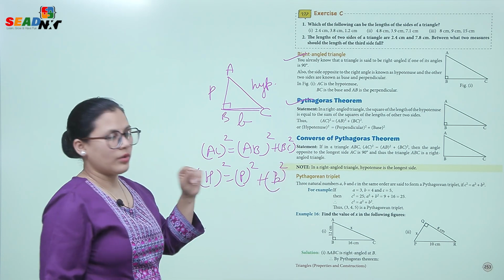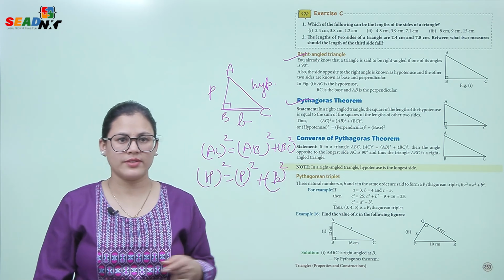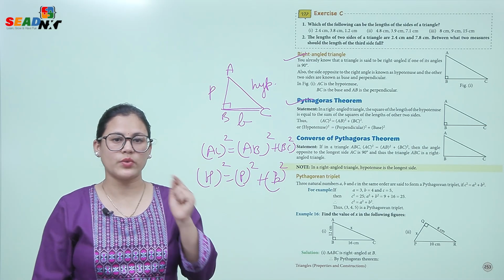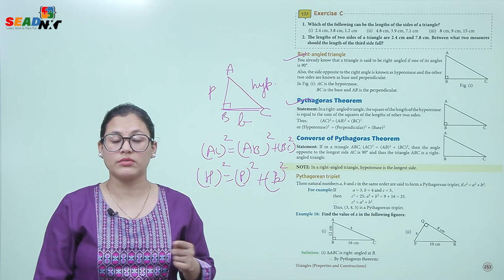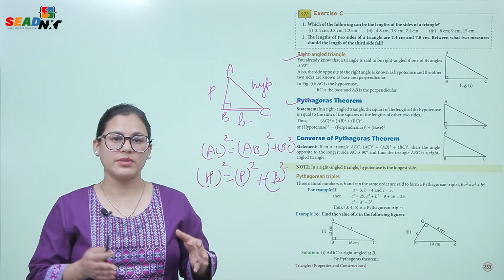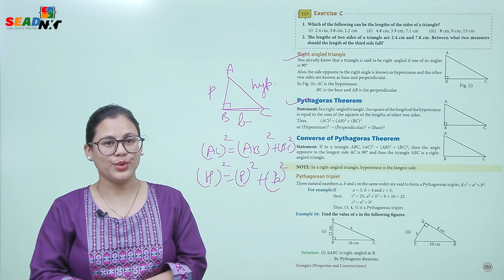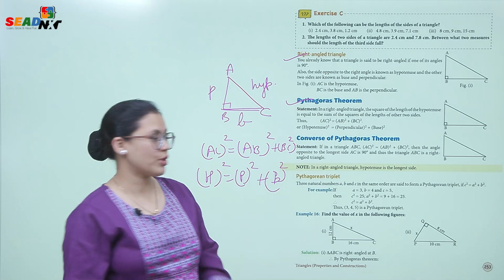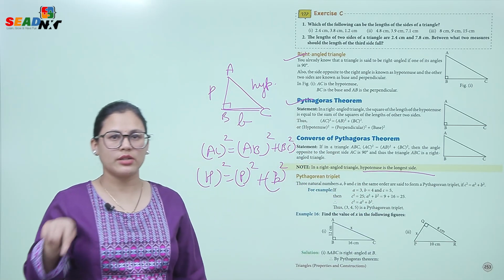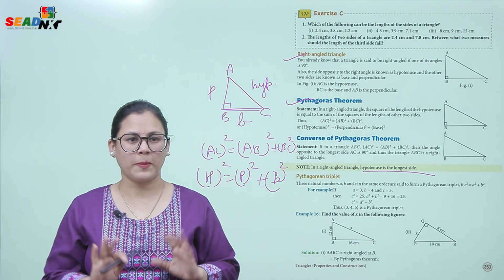Now, converse of Pythagoras theorem statement: if in a triangle ABC, AC square is equal to AB square plus BC square, then the angle opposite to the longest side AC is 90 degree, and thus the triangle ABC is a right angle triangle. Note, in a right angle triangle, hypotenuse is the longest side.